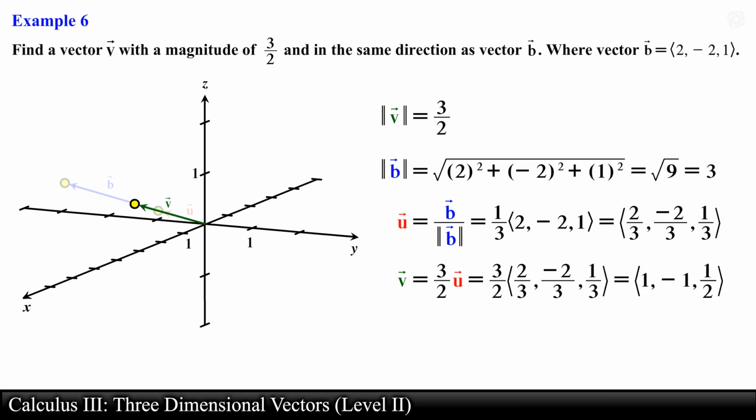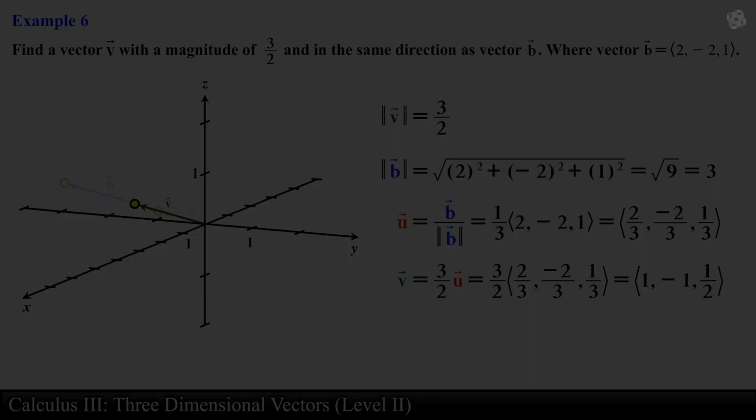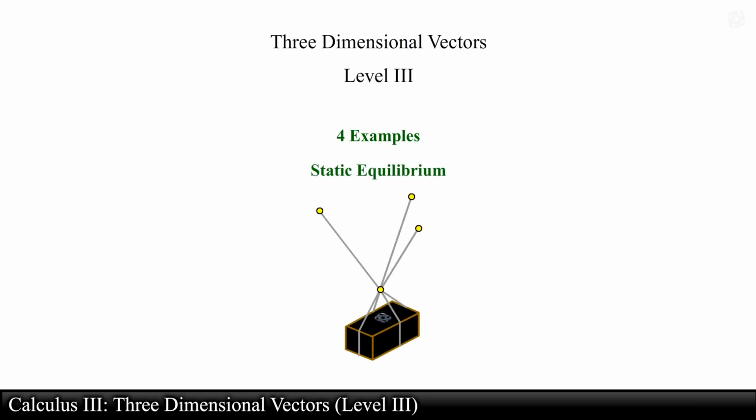Okay, in our next and final video on 3-dimensional vectors, we will go over some more challenging examples. 3-dimensional vectors, Level 3. In this final video on 3-dimensional vectors, we will go over 4 examples. The last example will be a static equilibrium problem in 3 dimensions. Alright, let's go ahead and take a look at the first example.